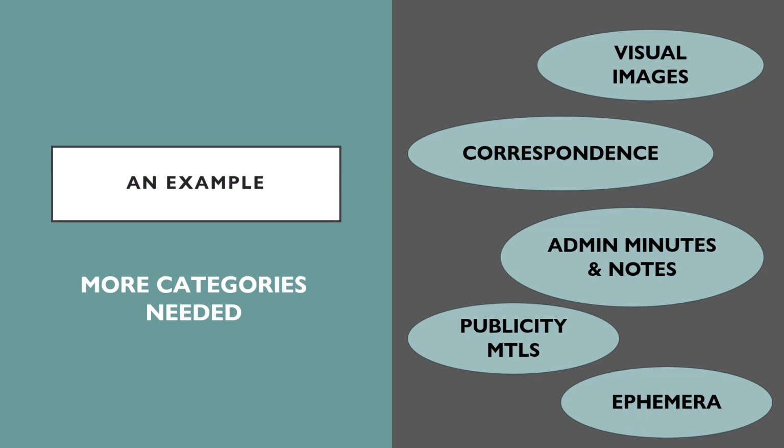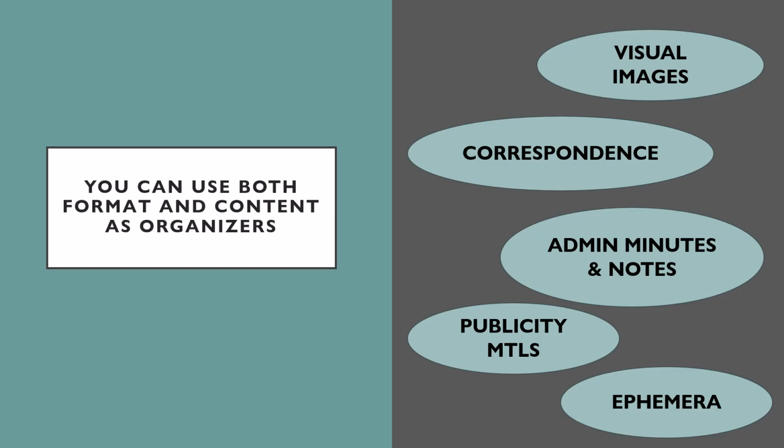You can establish whatever categories make the most sense for your collection, as long as they're clear to any users of your collection. Notice that the category titles could indicate the format of the items in it, such as ephemera or visual images. Category titles could also indicate the content of the category, such as correspondence, administrative minutes and notes, or publicity materials. You can use both format and content categories in the same collection, as long as it's clear where any particular item in the collection belongs.